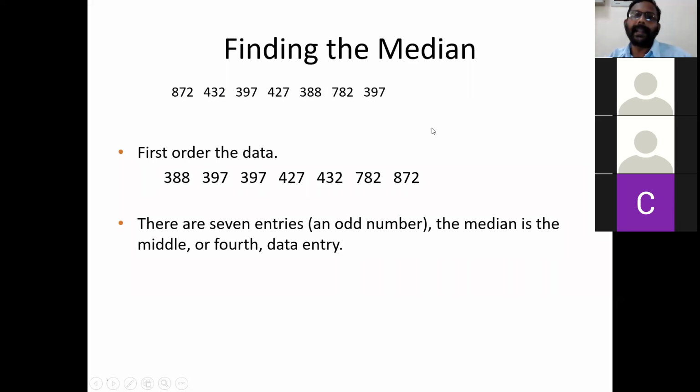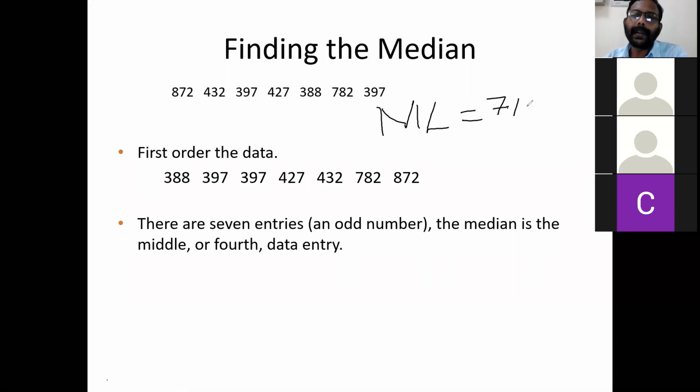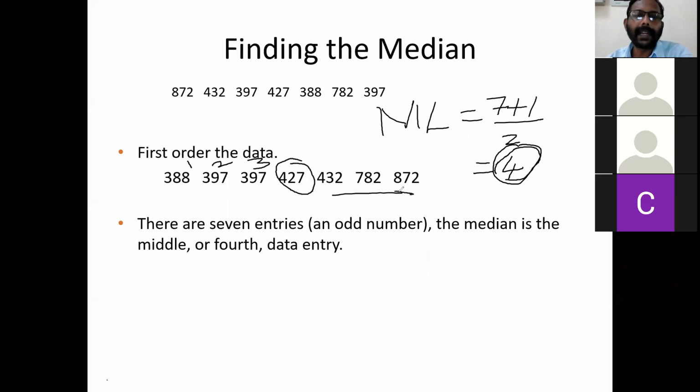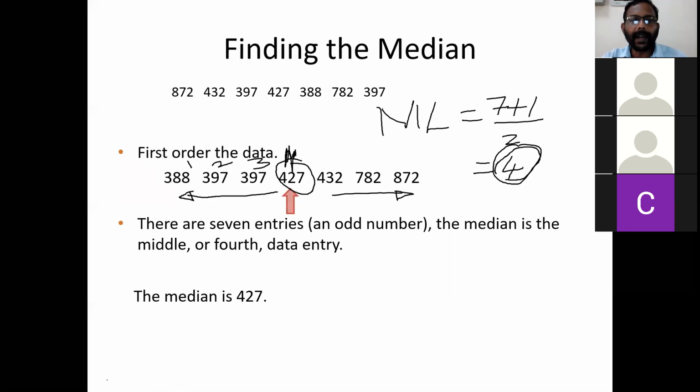So we can put the formula. For example, we can put the median location formula: median location is 7 plus 1 divided by 2. So that is equal to 4. That means after putting them in ascending or descending order, the fourth observation will be our median. So this is first, second, third, and this is the fourth observation. This is our median. Here we have 3 data on your right and 3 data on your left, so equally distributed. So this is the middle data. Right? Clear? The median is 427. I hope all of you understood well, right?